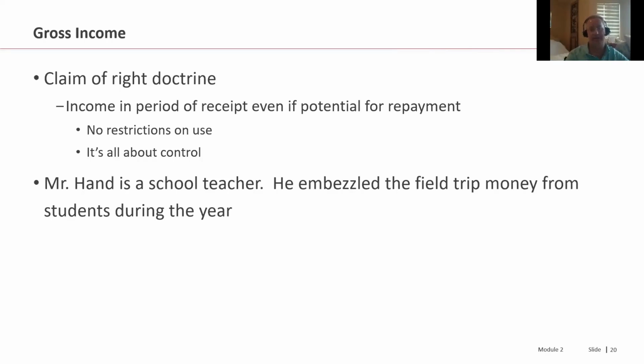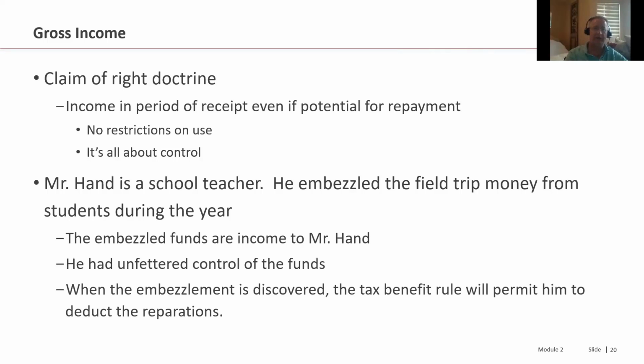So Mr. Hand is a school teacher, and he embezzled the field trip money that the students had given him during the year. So under the claim of right doctrine, even though if he's caught, clearly Mr. Hand might have to repay those embezzled funds.